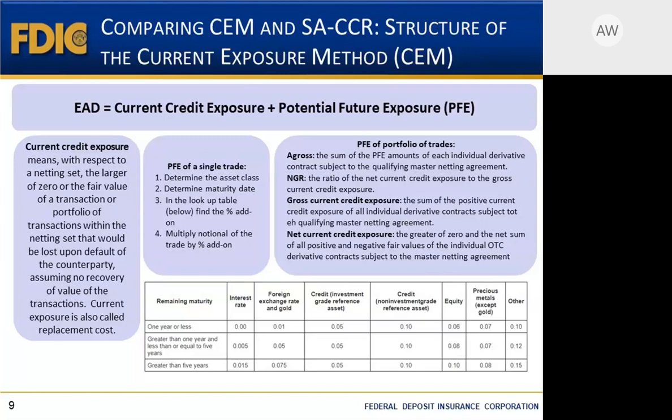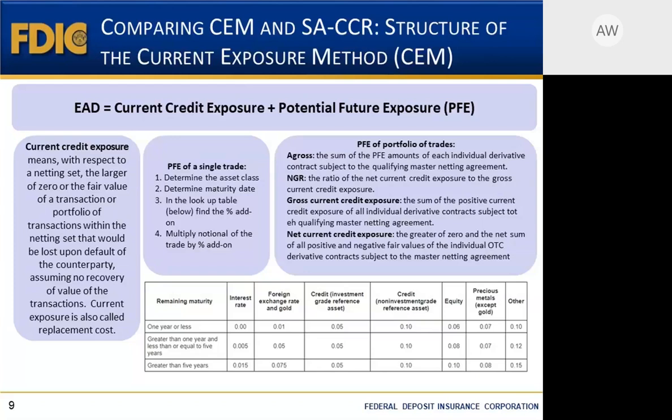And this part I would like to attract people's attention. Current exposure is also called replacement cost. And sometimes in the context of SAM, you will see the reference to replacement cost, while SA-CCR also uses this term, but it has quite a different definition. So when you hear the term replacement cost, you may immediately check under what approach it's being used, because it may mean a bit different things.